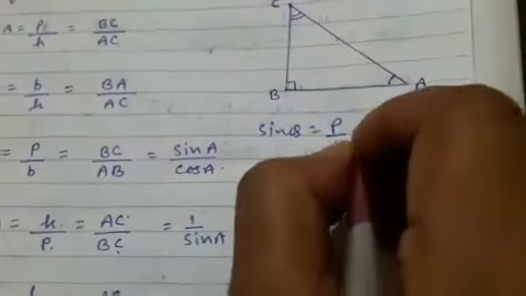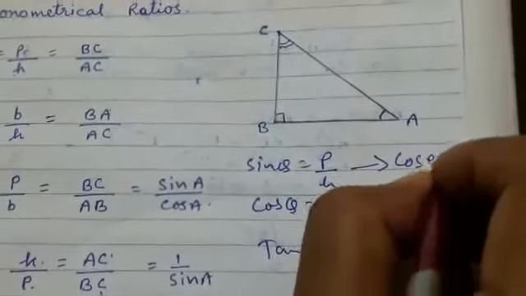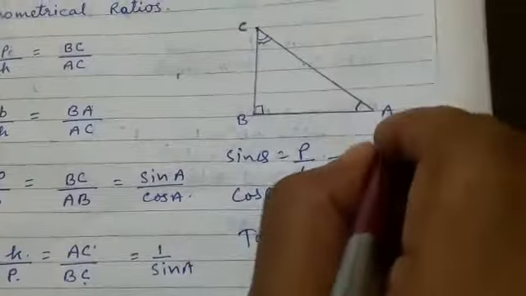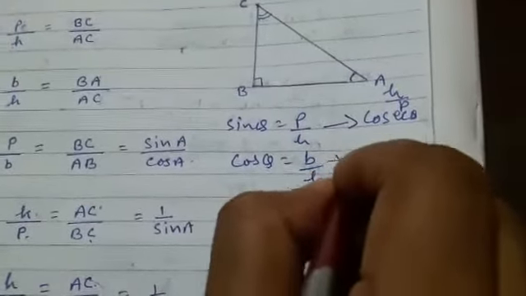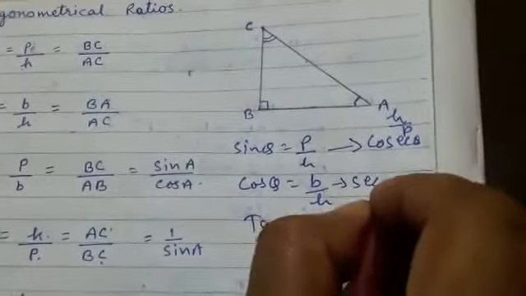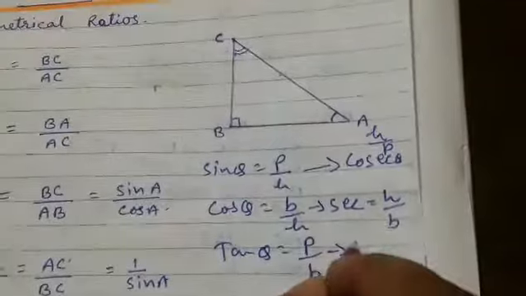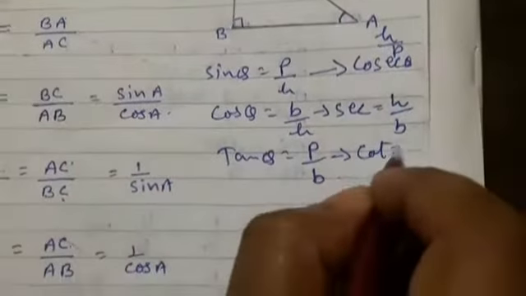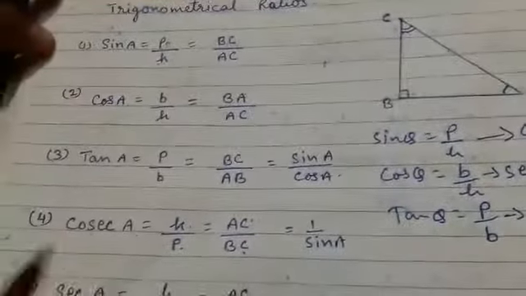And the opposite of sine is known as cosec theta, which is equal to H by P. And opposite of cos is known as sec, that is equal to H by B. And opposite of tan is known as cot, which is B by P. Remember it. I will explain all these formulas here.